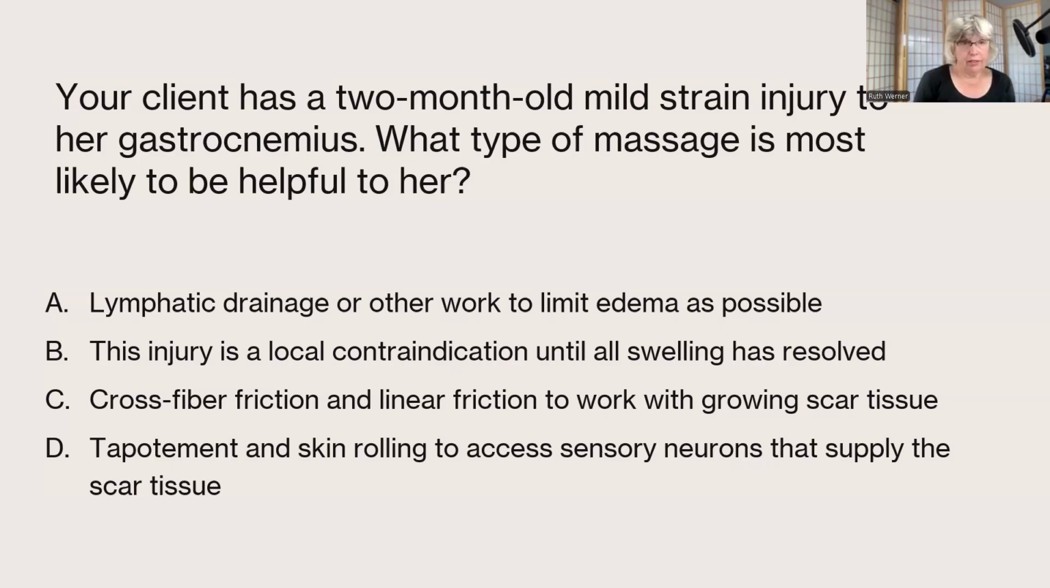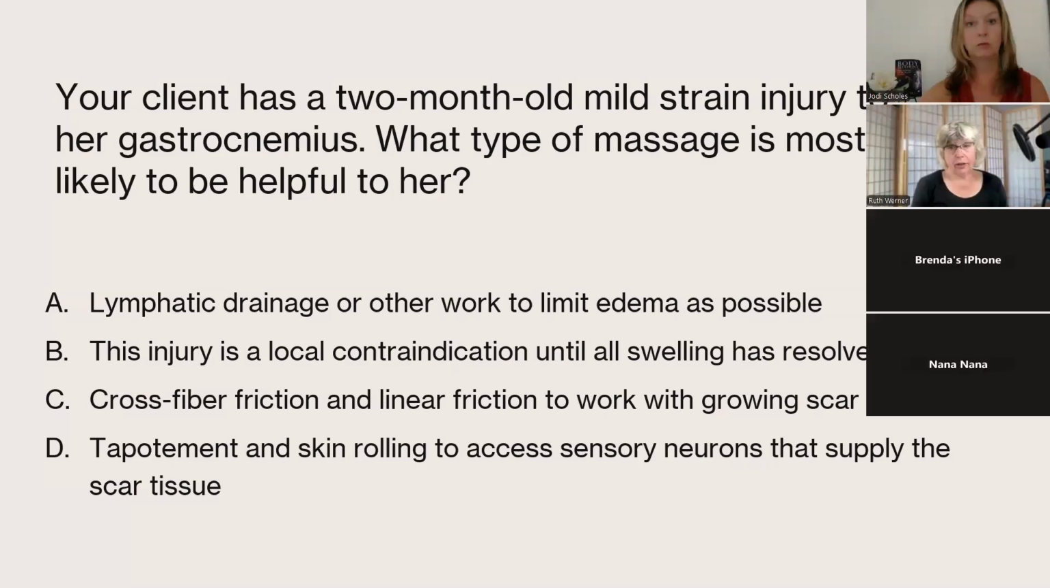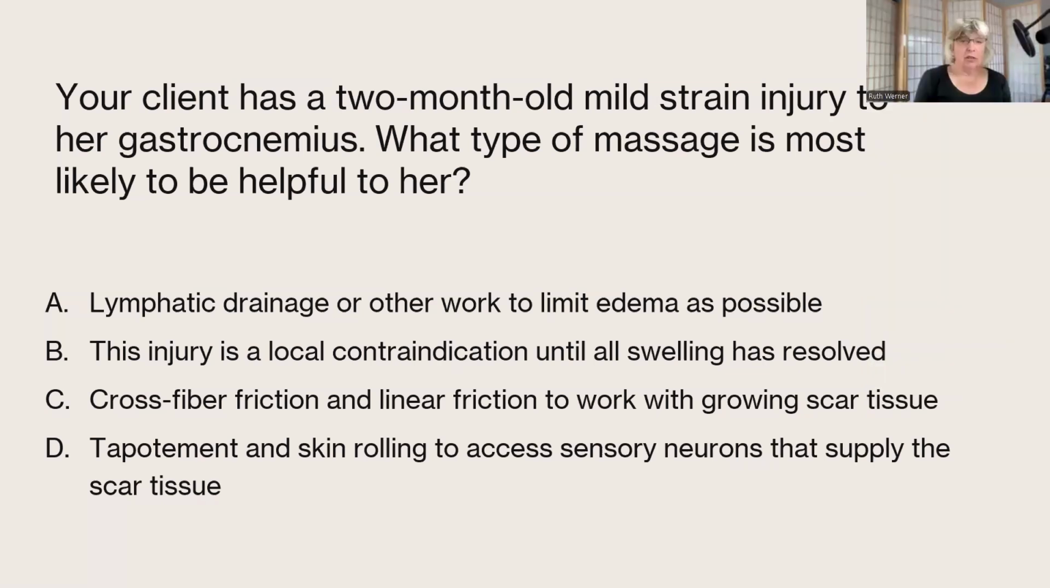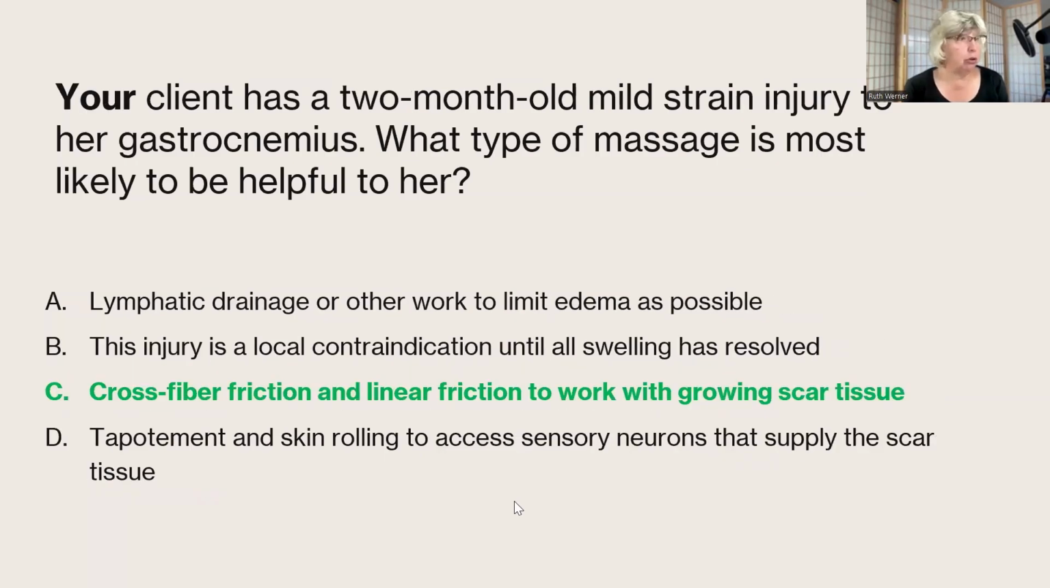Well, let's work through these. A, lymphatic drainage to limit edema is no longer really an issue because this is 2 months old. The edema has cleared. Same for B. This injury is a local contraindication until the swelling has resolved. Well, swelling has resolved. It's 2 months old. C, cross fiber friction and linear friction to work with growing scar tissue. Let's hold on to that. And D, tapotement and skin rolling to access sensory neurons that supply the scar tissue. Truthfully, either C or D are possible, but for this level of knowledge, C is the best answer. Cross fiber friction and linear friction to work with growing scar tissue.